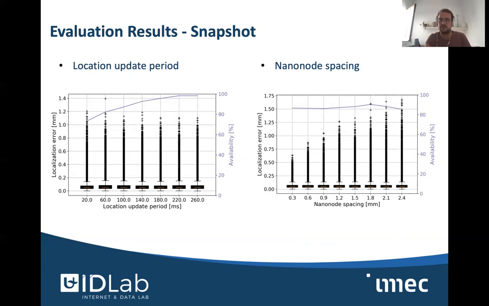And then we have nanonode spacing, which is the distance between neighboring nanonodes. As you increase this distance, you get lower and lower localization accuracy. And if this distance is increased to some infeasible level, then you get the availability of 0. But this is something that does not happen for the distances expected in realistic applications.